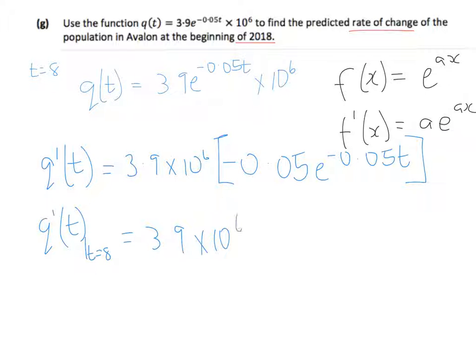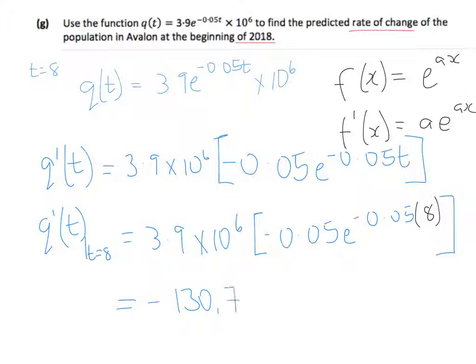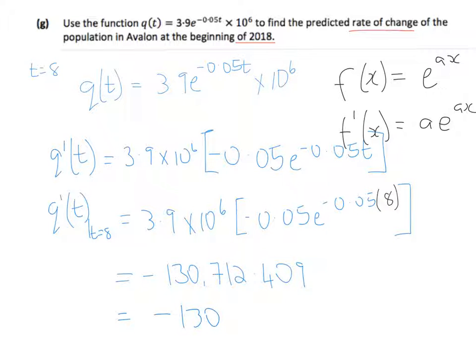So I'm going to have q prime or q dash of t at t equal to 8 is equal to 3.9 by 10 to the power of 6, bracket, minus 0.05 e to the power of minus 0.05, and instead of t, obviously I'm going to substitute in 8 here, and I can put that straight into my calculator here to work out the predicted rate of change in the population of Avalon at the beginning of 2018. That gives me minus 130,712.409. And so simply just rounding off there, that gives me minus 130,712 as my predicted rate of change of the population of Avalon. So that's my answer to part G, and all I really had to remember there was when I see rate of change, that means I need to differentiate.